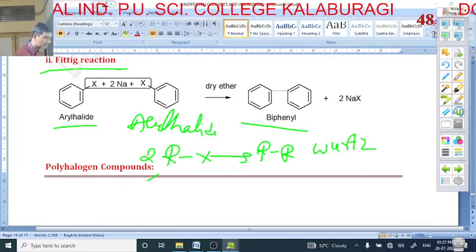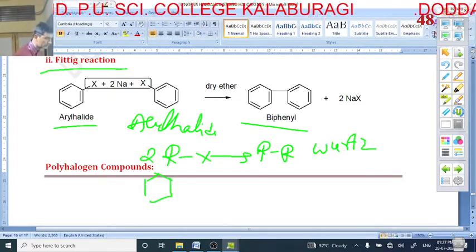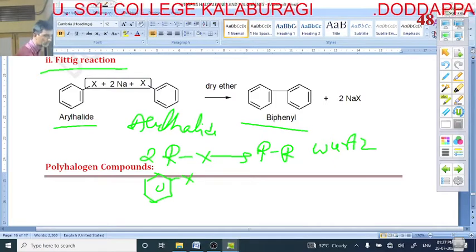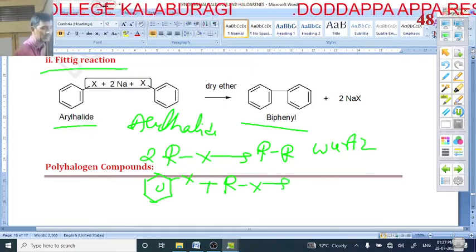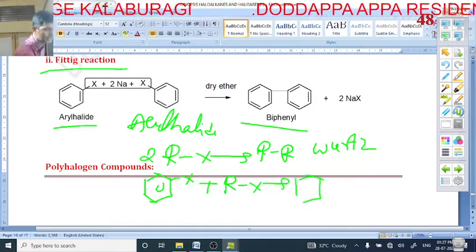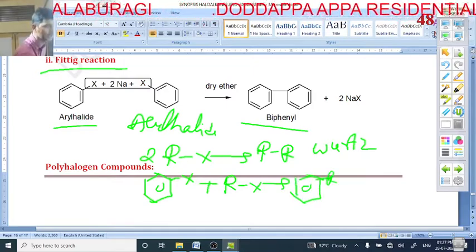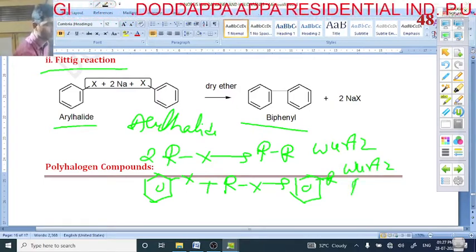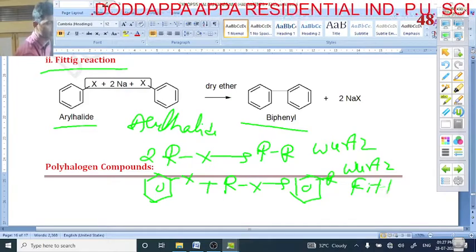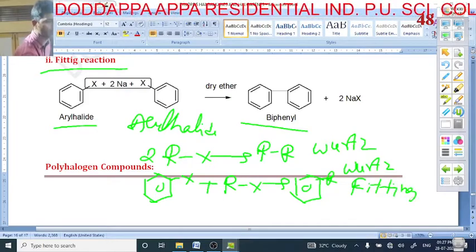One is aryl halide plus alkyl halide. Aryl halide plus alkyl halide gives alkylbenzene. It is called the Wurtz–Fittig reaction.